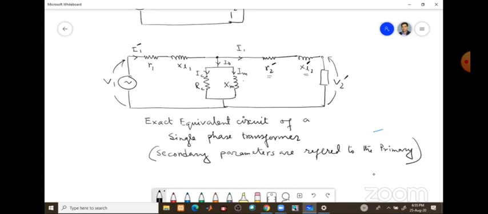You are getting one N1/N2 due to the voltage, another N1/N2 you are getting due to the current. Therefore for parameters you are getting N1/N2 whole square.